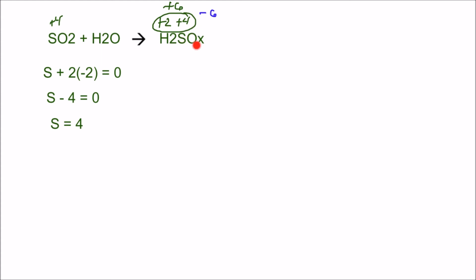Now, if oxygen is a -2, then how many of them do we have to get -6? Good. We need 3 of them in order to get a -6 charge, because 3 times the -2 gives us this -6 up here, so that these will cancel each other out and give us a 0 or neutral charge altogether.